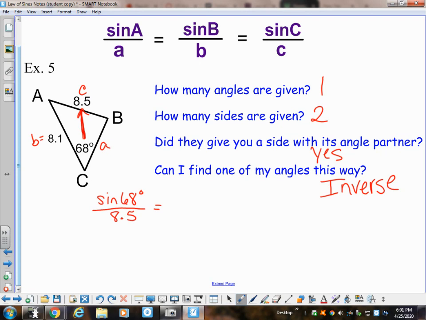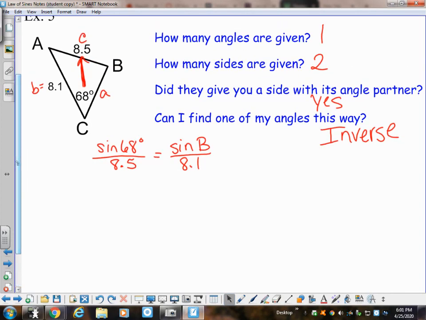And then, okay, I want to find my A's, but I don't have an angle or a side for A, so I cannot put that over next to the equals. I've got to look at my B's next. I don't know sine of angle B, but I do know its side is 8.1. So I have 3 out of 4 pieces of information. So I think I can solve this. So let's go ahead and cross multiply. So I am taking 8.5 times sine of angle B equals 8.1 times sine of 68 degrees. Now to get sine of angle B by itself, I'm dividing by 8.5.